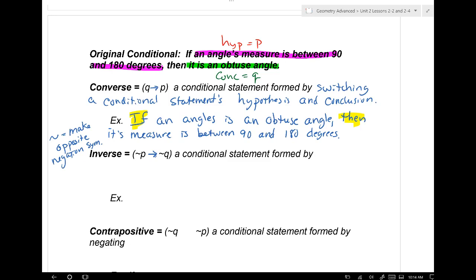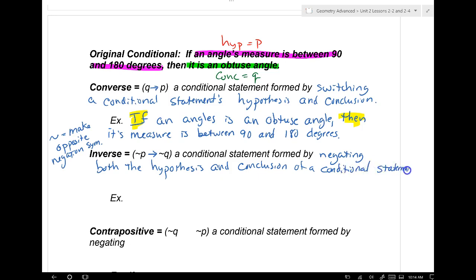So really, it's a conditional statement formed by negating both the hypothesis and conclusion of a conditional statement. So we're going to go back to the original one that we did earlier and how we defined P and Q. If I'm doing this case, I'm not switching their spots. I have to negate them. So read that first original conditional again.